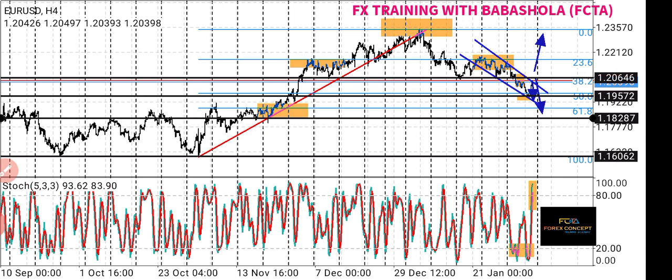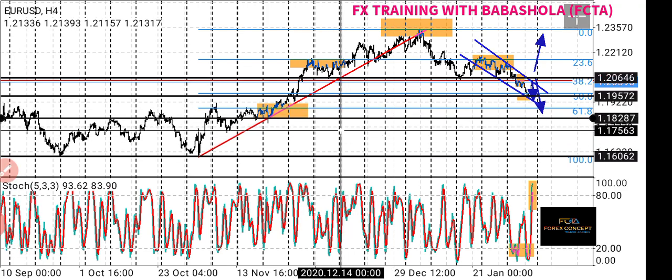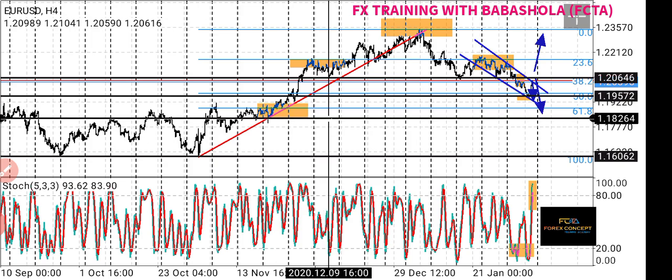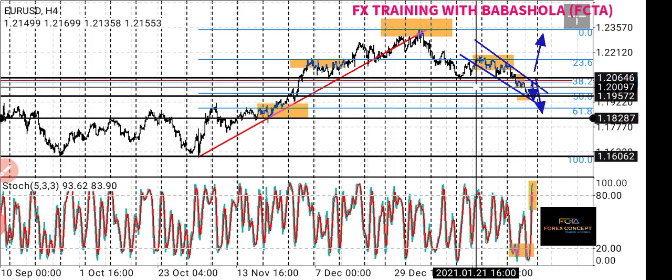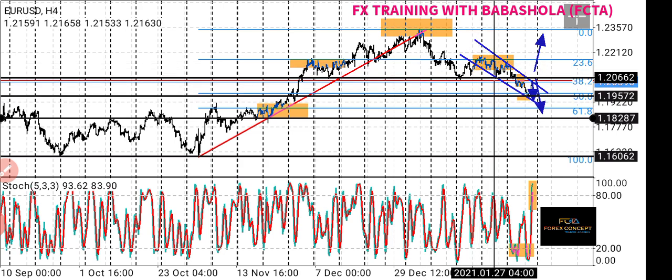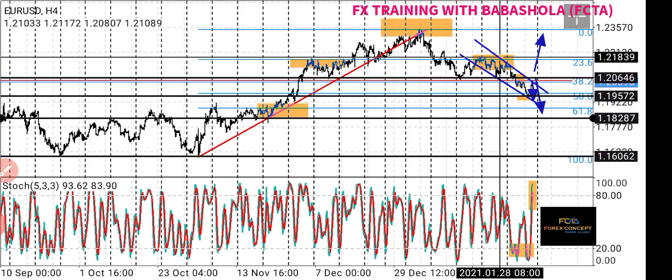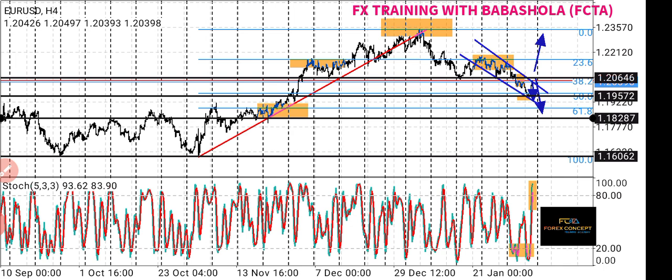However, for long-term traders, I mean traders that stay in the market for a very long time, like swing trading, just wait for price to get to the 61.8 Fibonacci level before you make a long trade up. Or you wait for price to hold at the 50% Fibonacci level and break through the neckline of the head and shoulders pattern, then you can make a long trade to 1.23570.